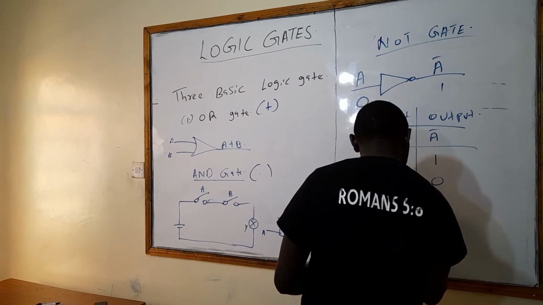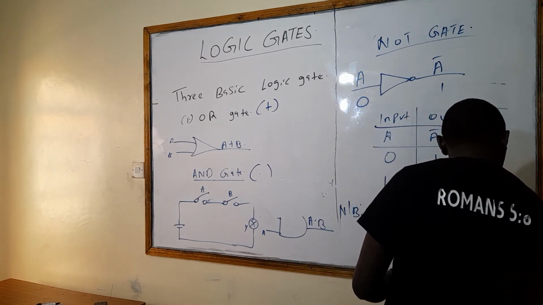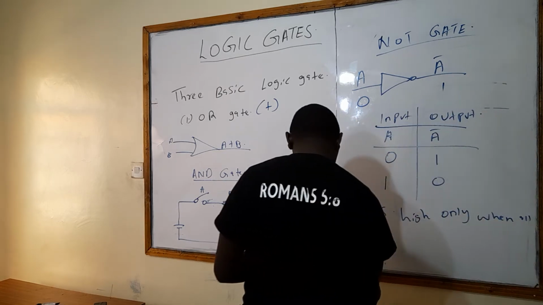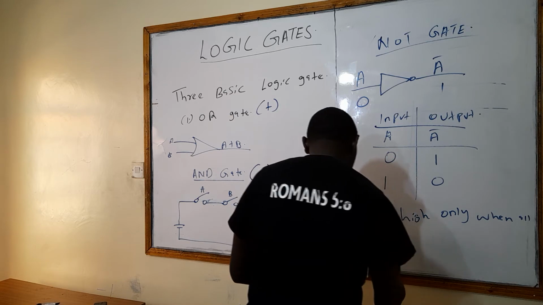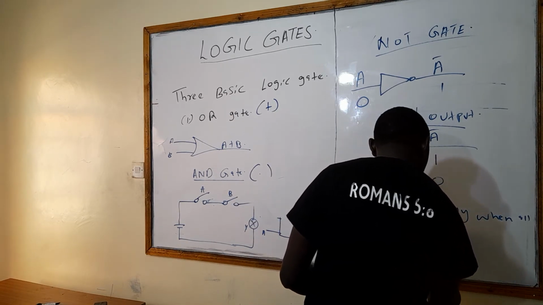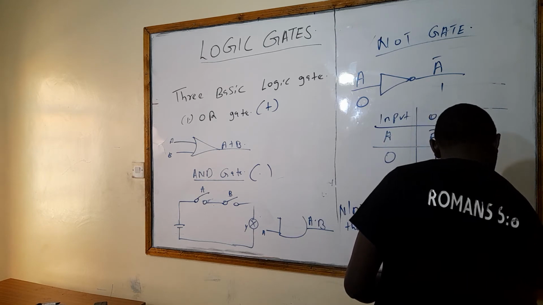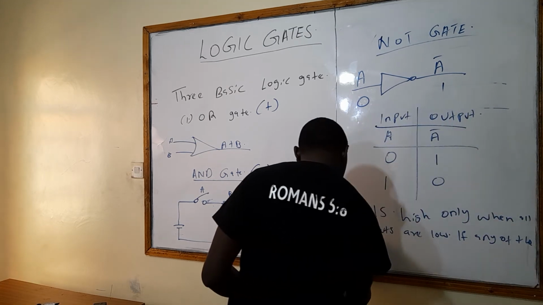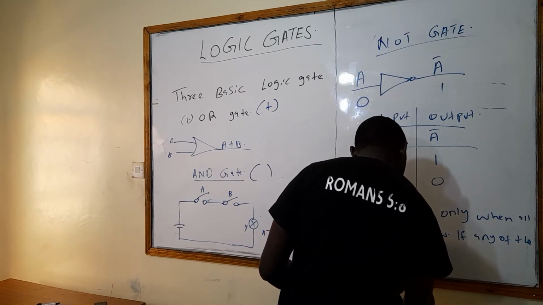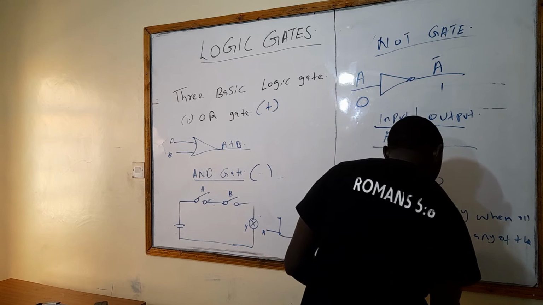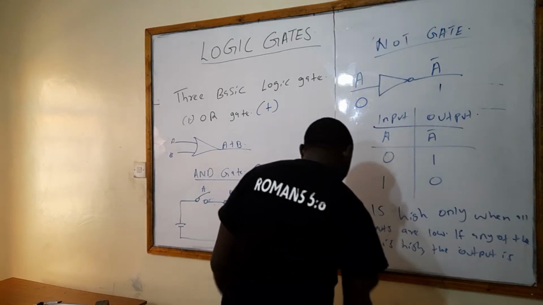So you can say this, NB: the output is high only when all the inputs are low. If any of the inputs is high, the output is what? Is low.